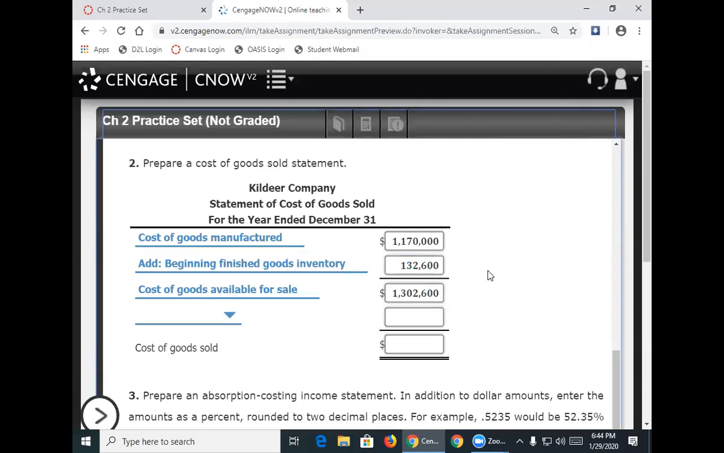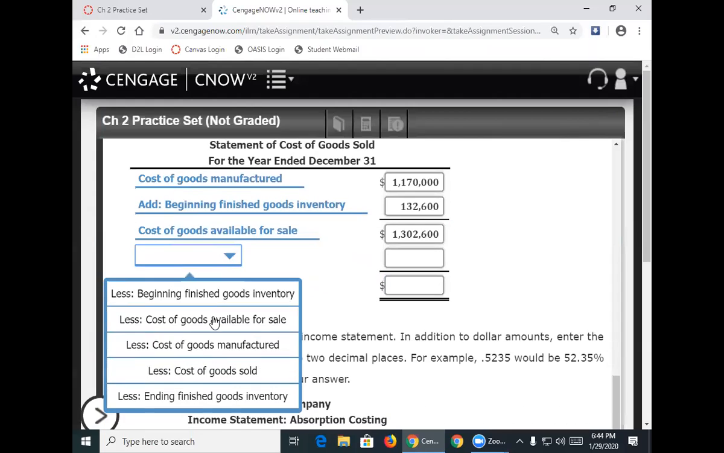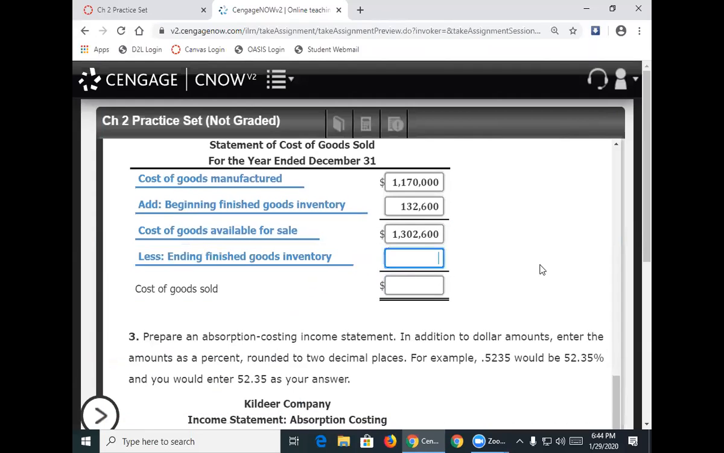And then we subtract out our ending inventory. Less ending inventory. Well, we already calculated that. That was the 93,600. So cost of goods sold is 1,209,000.